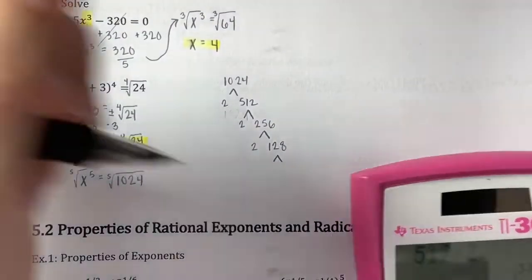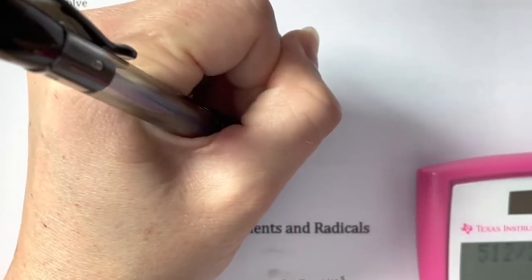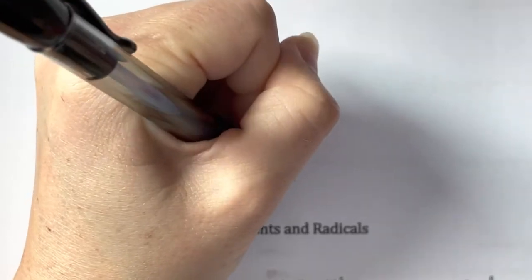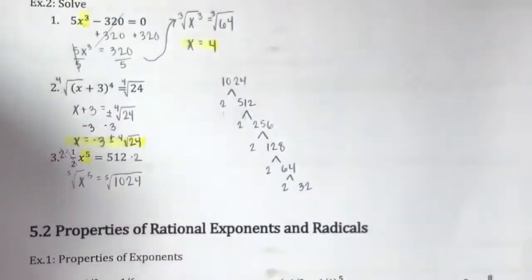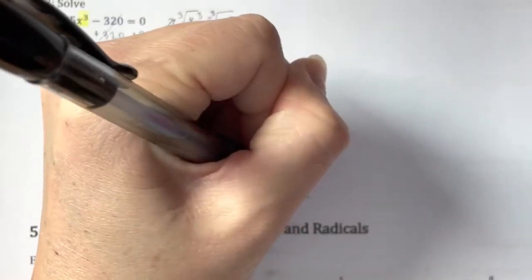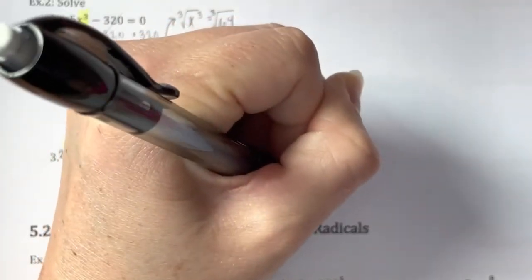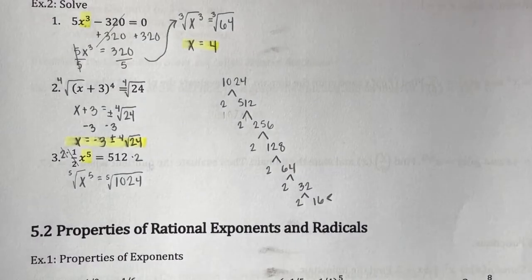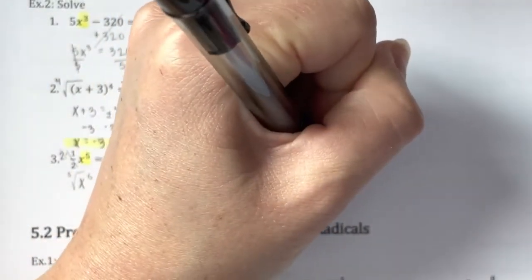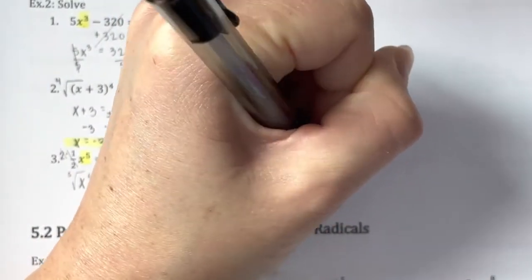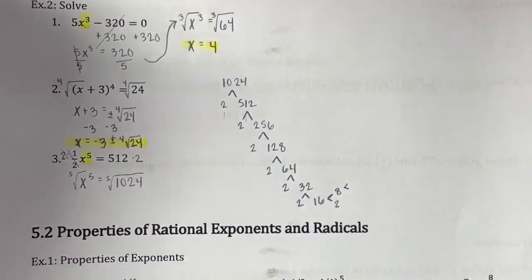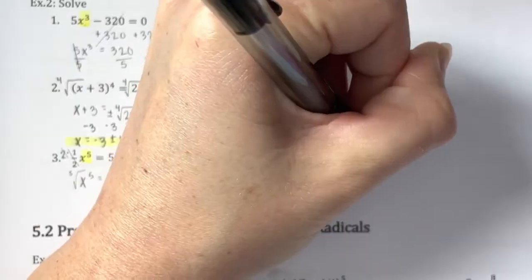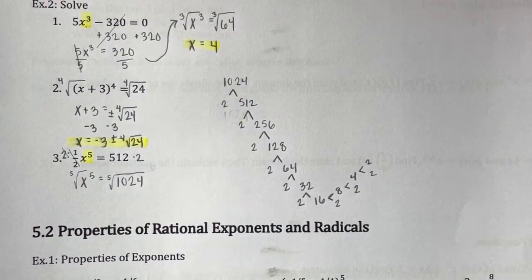And then 128 divided by 2 is 64. 64 divided by 2 is 2 and 32. 32 divided by 2 is 2 and 16. Still ran out of space. 16 divided by 2 is 8 and 2. And then 8 divided by 2 breaks down into 4 and 2, and then 4 becomes 2 and 2. Okay, so now we have all of our primes finally.